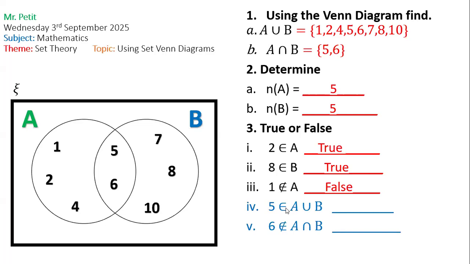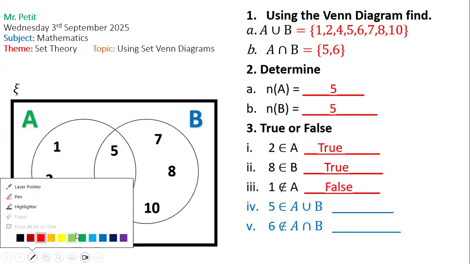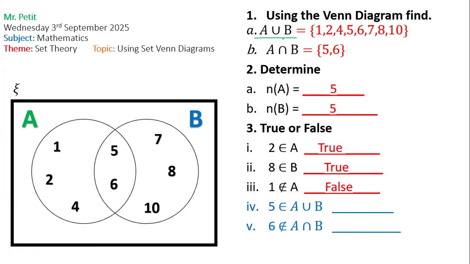All right, what do you all have for number 4? True. How do we read this? 5 is an element of A union B. Now, is 5 an element of A union B? Yes, 5 is definitely an element of A union B. Now, how do we know? Because if you look above, this is A union B right here, and 5 is here. So definitely, 5 is an element of A union B.